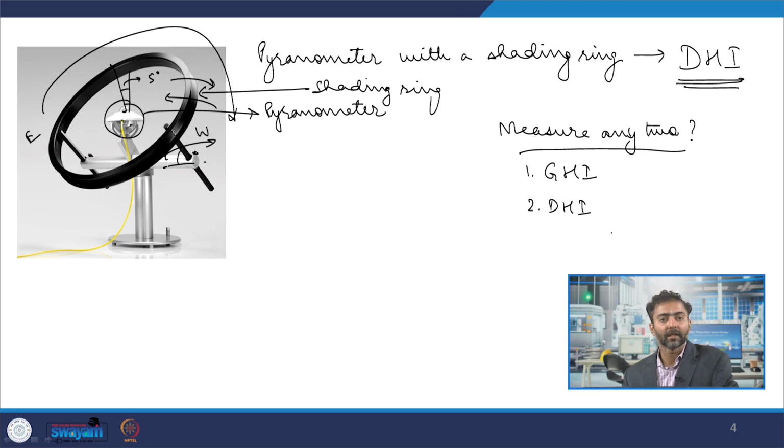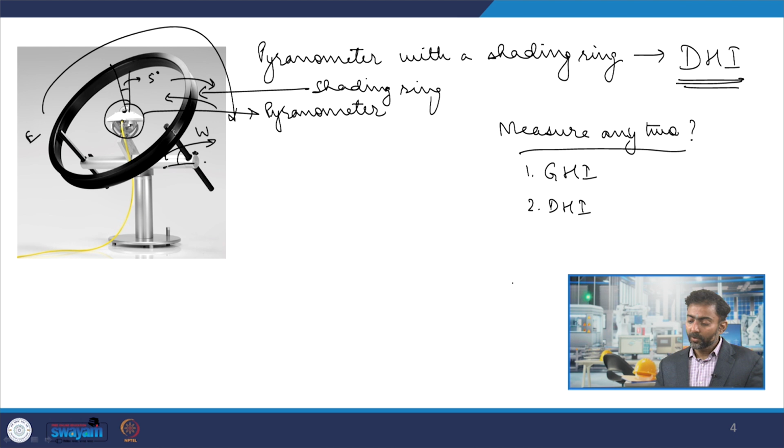It just has a shading ring, and the shading ring angle needs to be adjusted on a daily basis. Whereas the third preference would be the DNI. DNI is the most complicated, the pyrheliometer. As we saw, it is a much more complicated machine and has 2-axis tracking. So we can measure just the GHI and DHI, and we can find out the third one.